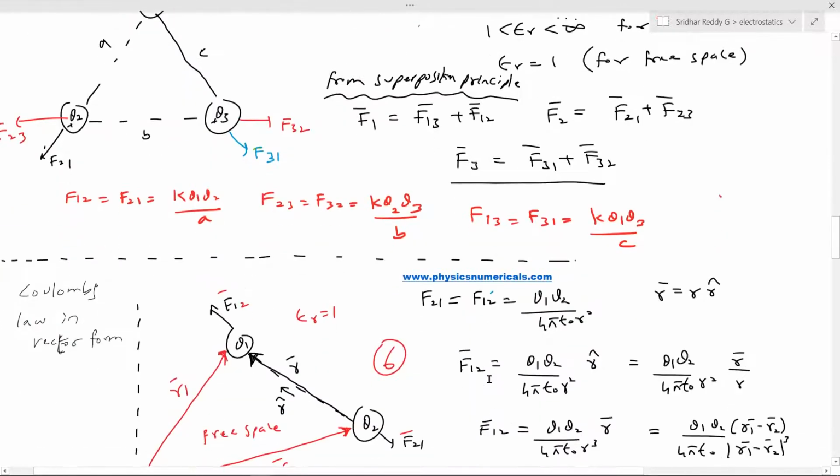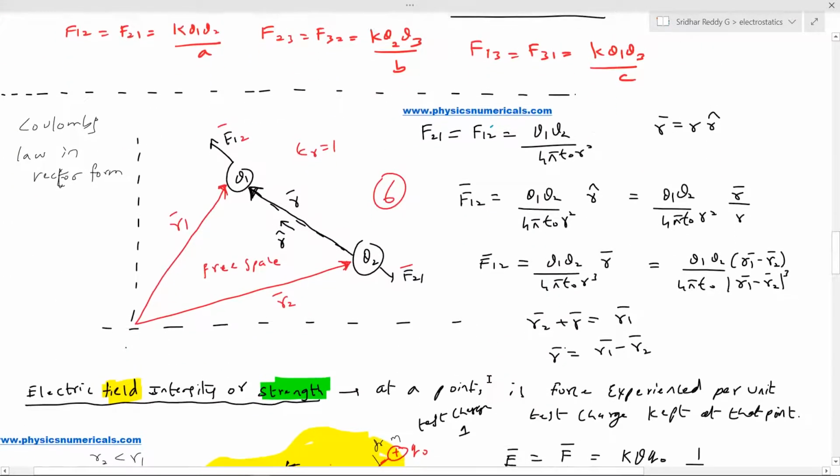Okay, now the same thing, Coulomb's law in vector form. Let's assume a positive point charge Q1 and another positive point charge Q2 are kept in the XY plane, or in space. The position vector of Q1 is R1 bar, and the position vector of Q2 is R2 bar. They are the position vectors of point charges Q1 and Q2.